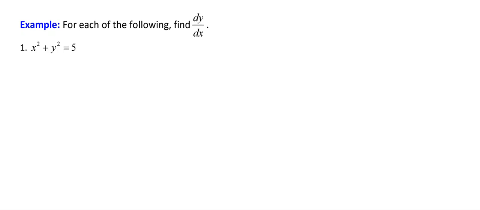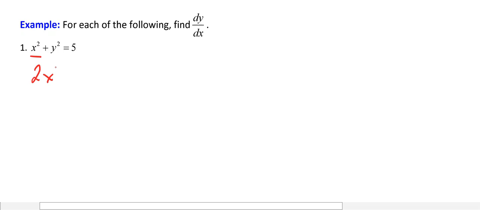In this video, I'm just doing a few more examples of implicit differentiation. So for each of the following, we want to find the derivative implicitly because these are implicit functions. The x's and the y's are all on the same side of the equal sign. So the derivative of x squared is simply 2x.